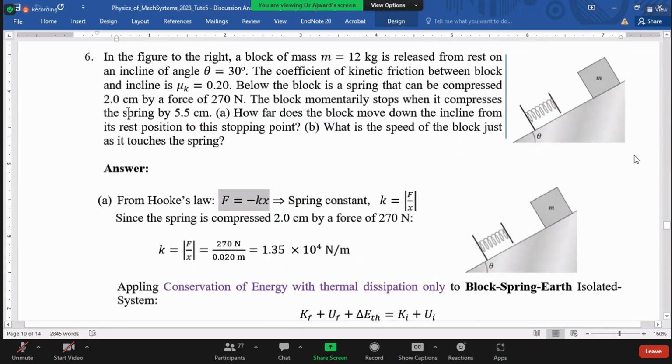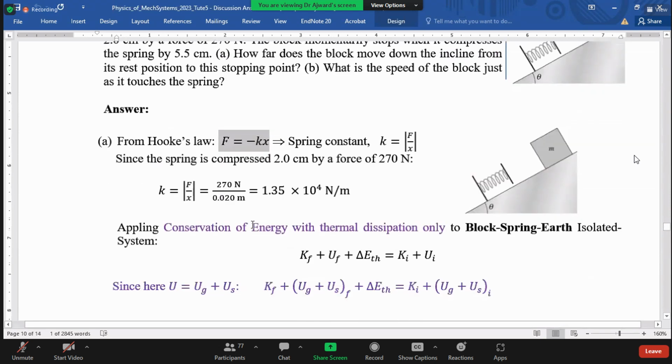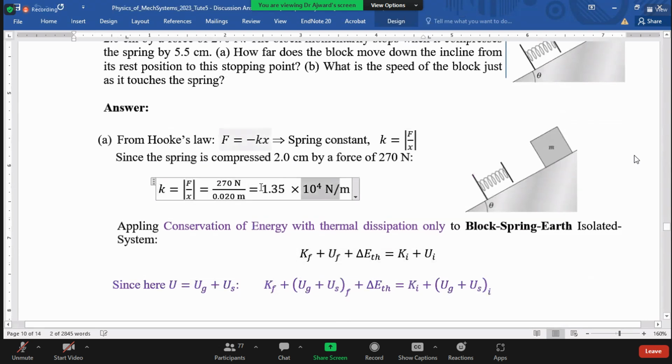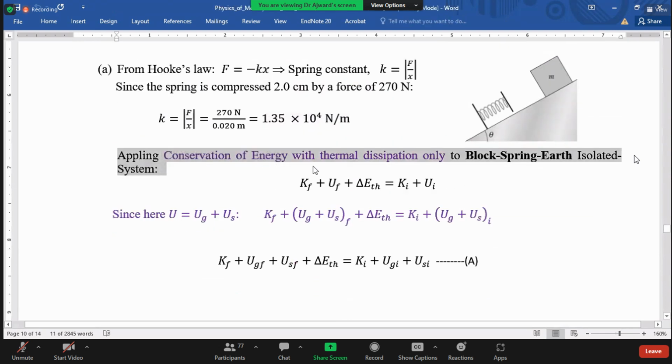using Hooke's law, because the problem says the spring is compressed by 2 centimeters by a force of 270 newtons. And you can use that in Hooke's law and find the spring constant. But the main part of the problem is applying the conservation of energy with thermal dissipation. There are no other internal energies other than thermal dissipation. So that's why I just wrote it like that. But you can just write applying conservation of energy to the block-spring system, isolated system.